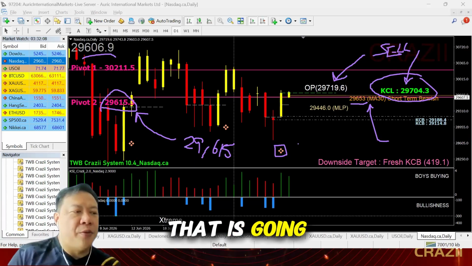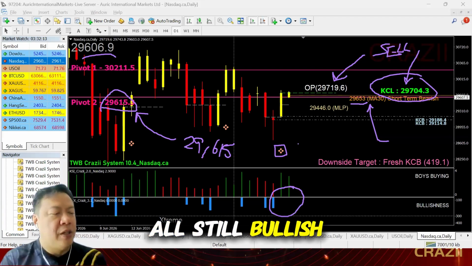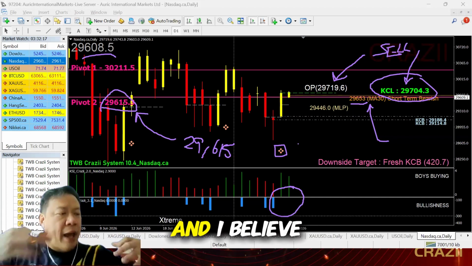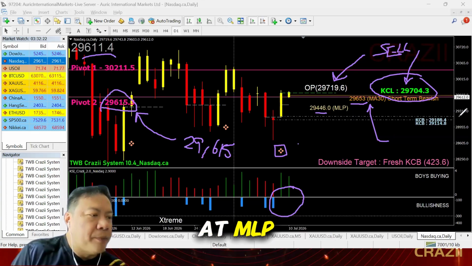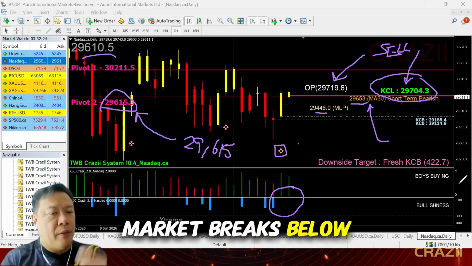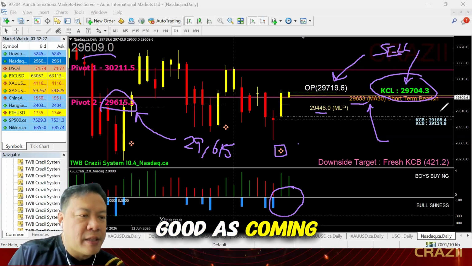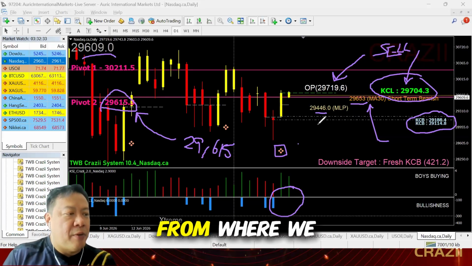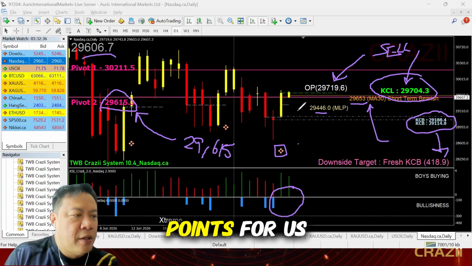The only thing that is going against you now is that both KSI and KCX are still bullish. So it will not be like a devastation sell, but it will be a gradual sell. And I believe that the very important turning point will be at MLP. Now, if the market breaks below MLP, wow, the selling could be as good as coming back down to where it started. Seriously, you can see from where we are right now, there is a potential of 400 points for us to catch. 400 points.